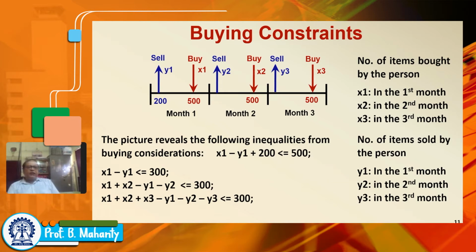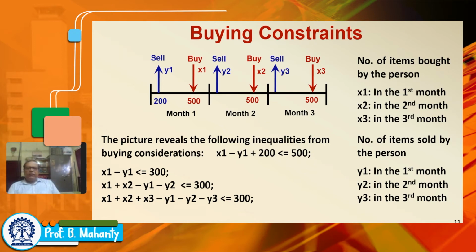So simplifying, you get x1 minus y1 less than or equal to 300. Now, if you simply extend it up to the second month, then x1 plus x2 minus y1 minus y2 plus 200 should be less than or equal to 500, which also gives us x1 plus x2 minus y1 minus y2 less than or equal to 300. So that is the second constraint we get by the same extended logic. And then x1 plus x2 plus x3, the total amount purchased, and y1, y2, y3, the total amount sold over the entire period, plus 200, should be less than or equal to 500. Therefore 200 cancels, and we again get less than or equal to 300. So you see, from the buying and the selling perspective, we could get the 6 different constraints by this kind of calculation.